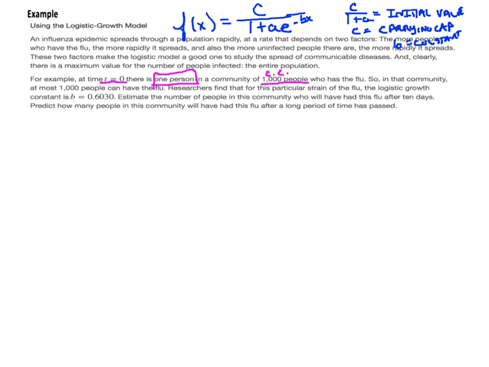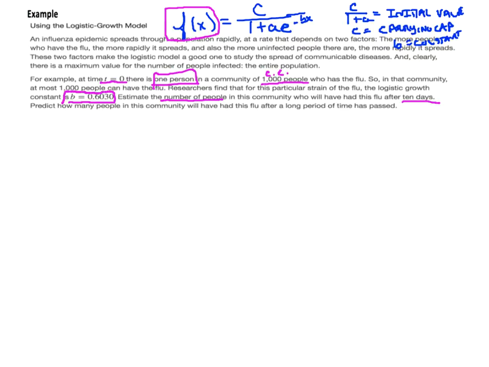Researchers find that for this particular strain of the flu, the logistic growth model constant, so they're giving you this constant, is b equals 0.6030. Estimate the number of people, so we're going to be searching for f of x here, in the community who will have had the flu after 10 days of it spreading.